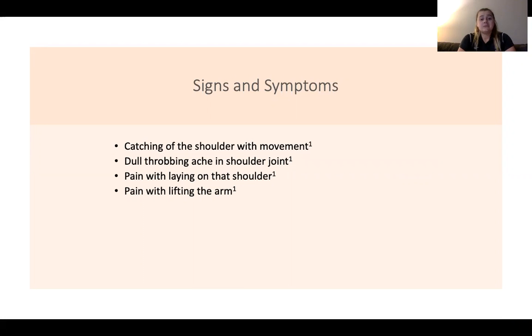So signs and symptoms of a labral tear would be catching of the shoulder with movement, a dull throbbing ache in the shoulder joint, pain with lying on that specific shoulder, and pain with lifting the arm. If you have a tear in your labrum, it's gonna hurt to lift that arm above 90 degrees.